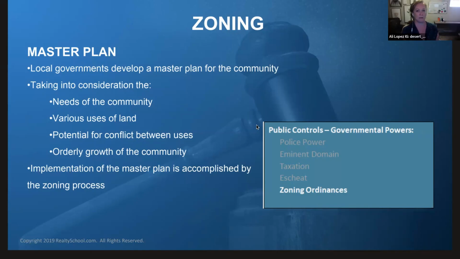Summerlin is a master plan community. Sky Canyon is a master plan community. Aliante, Inspirata, Cadence, Southern Highlands. So inside of all these master plans, somebody already dictated where the schools were going to be. The government dictated where the schools were going to be, where the grocery stores and commercial areas could be located, and the density of the housing.